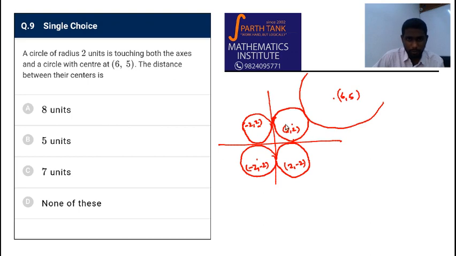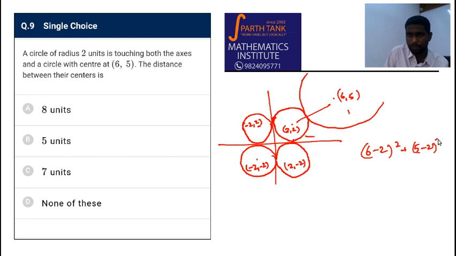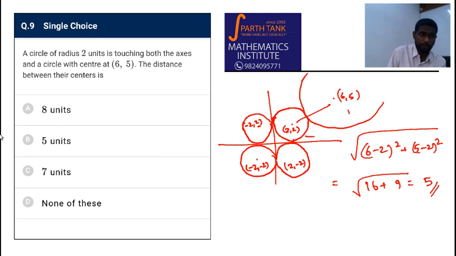Of these 4 distances, I encourage you to find all of them and check which one would match. This one matches. If we find the distance between these two, it is square root of (6 minus 2) whole squared plus (5 minus 2) whole squared, which becomes 4 squared, so 16 plus 9 under root, which is 5. So 5 units works. You try the other things.